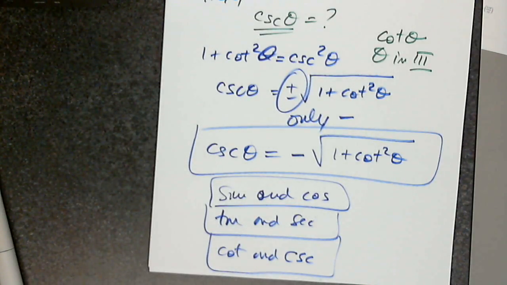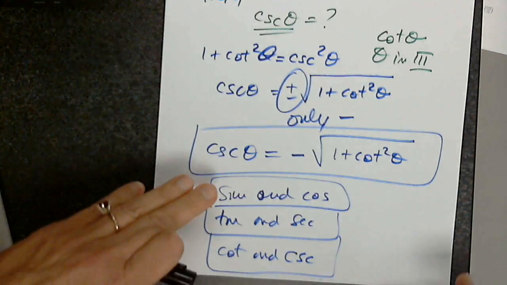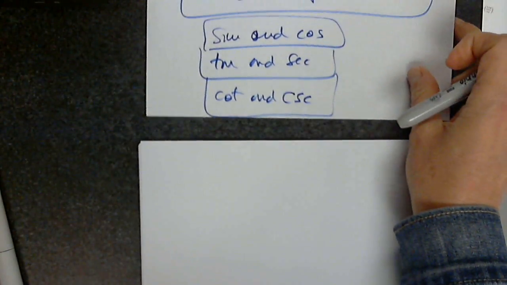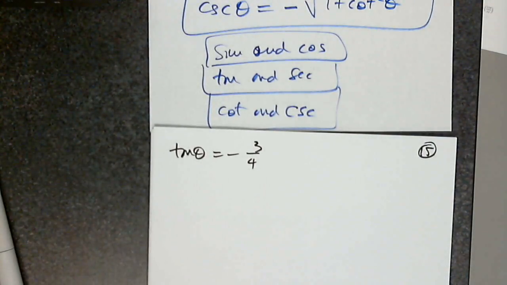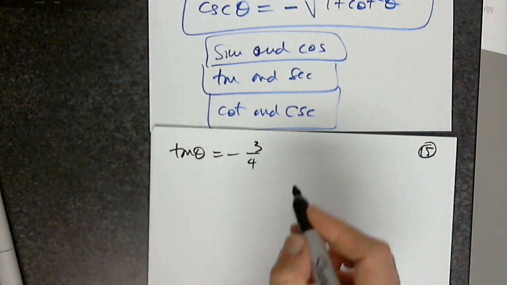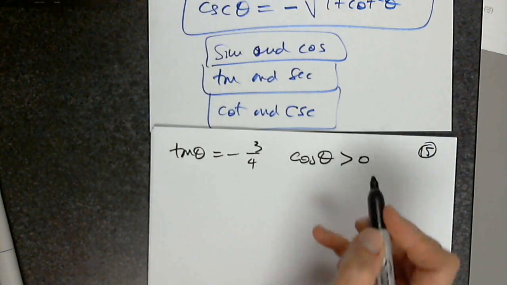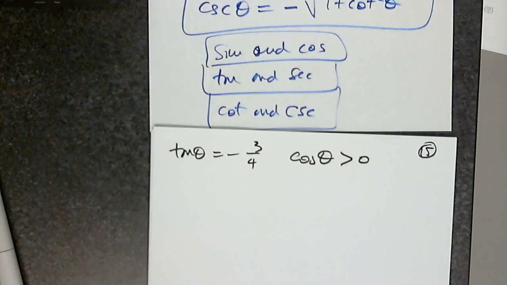Are you okay? Okay, 45 through 52. 47. Tangent theta equals negative 3/4. Cosine theta is greater than 0. Perfect. Find the values of the trig functions of theta from the information given.